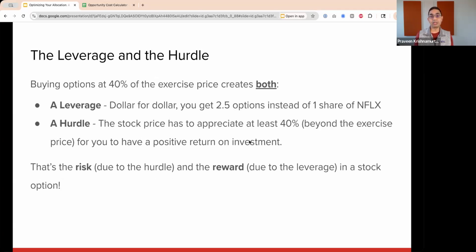This slide really crystallizes the whole program. Because options cost only 40% of the strike price, you get 2.5 times more exposure than you would through buying the shares outright. That's the leverage. At the same time, the stock needs to rise at least 40% above the exercise price before your investment breaks even. That's the hurdle. So the SOP is neither free money nor a guaranteed win. It's a leveraged bet that amplifies both the upside and the downside, as you can see through leverage and hurdle.